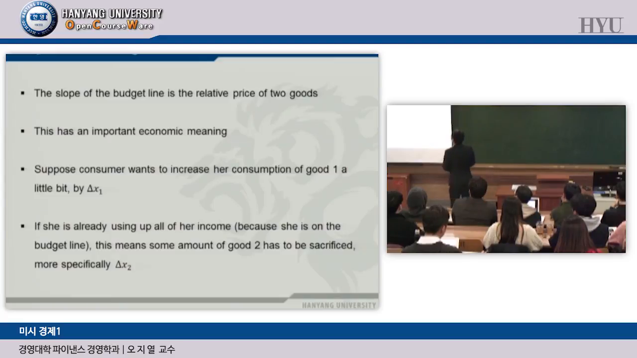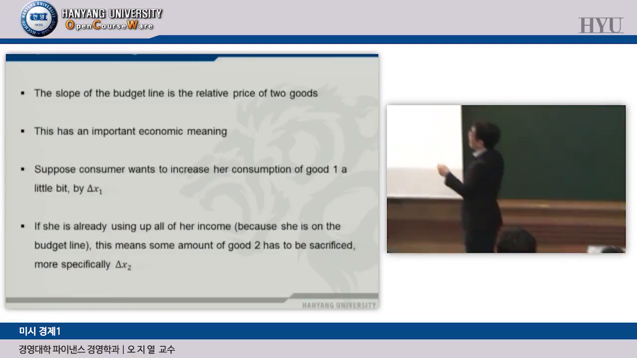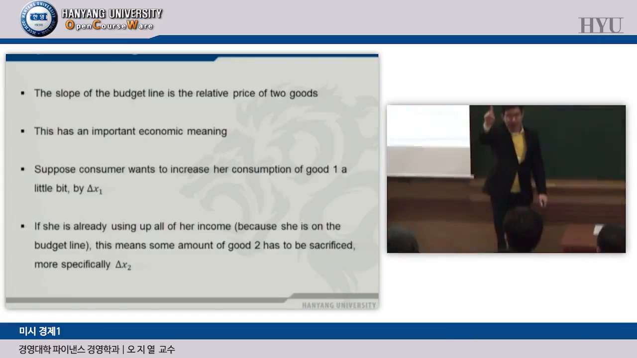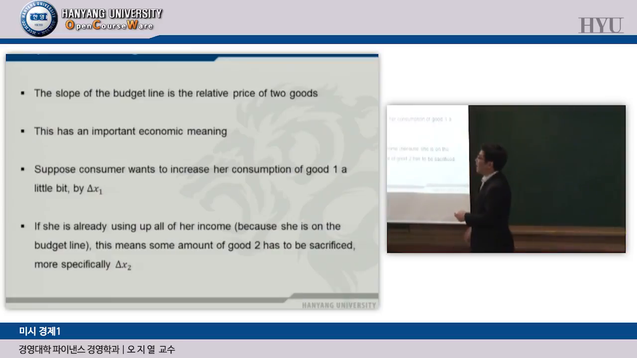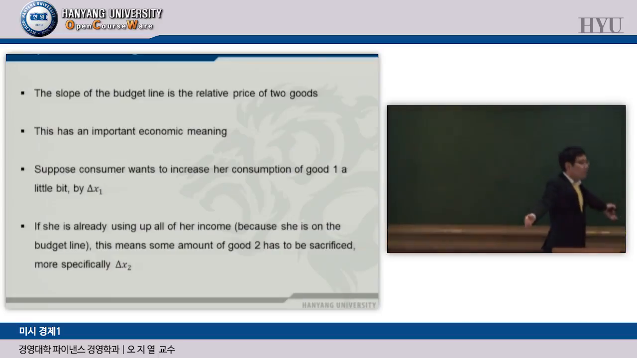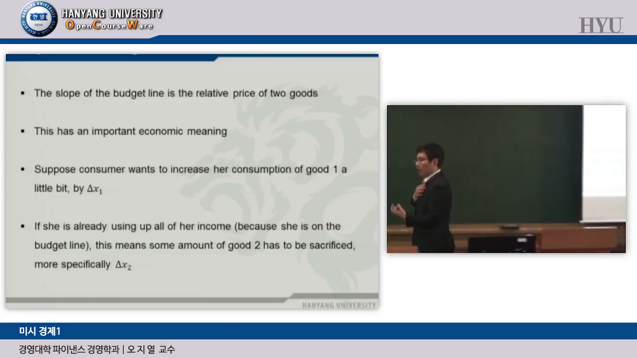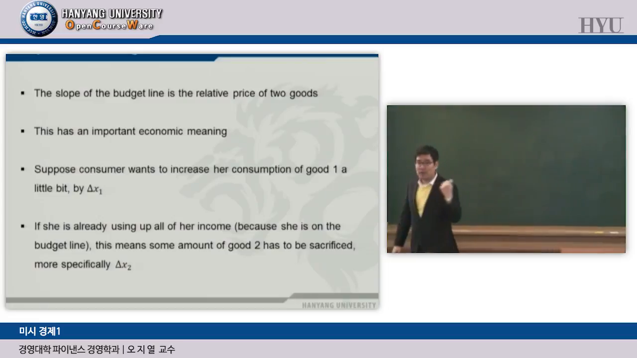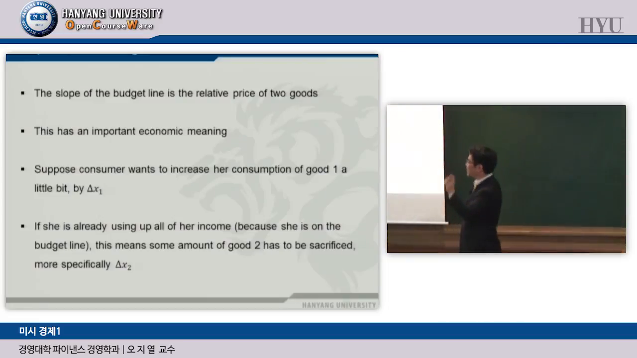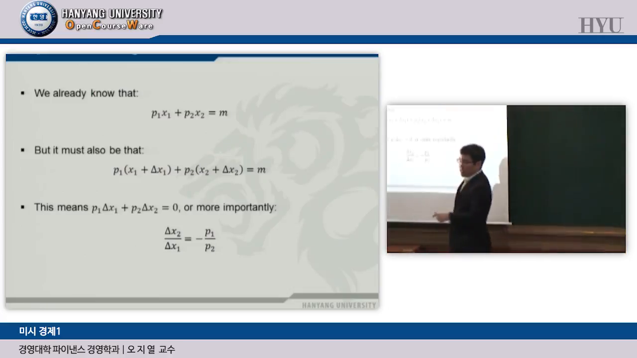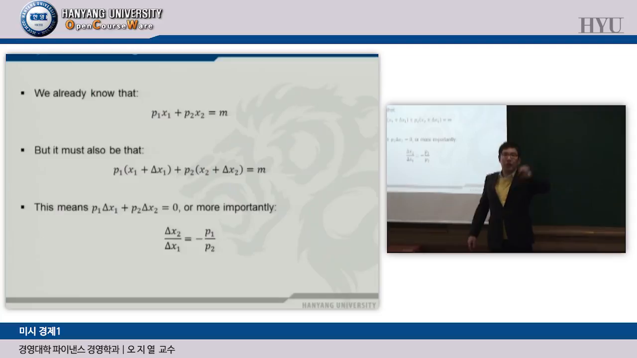Yeah? So let's go over that once again. It has an important economic meaning. Suppose the consumer wants to increase the consumption of good 1, which is beer in my case, by a little bit. Suppose you want to consume 1 more bottle of beer. Okay? If you're using up all of your income, you have to give up some amount of good 2. You have to give up a little amount of chicken to be able to consume more beer. That's fine. But we already know that you're moving from one budget line to another budget line.